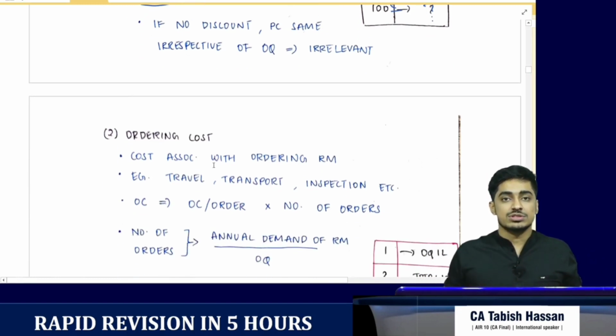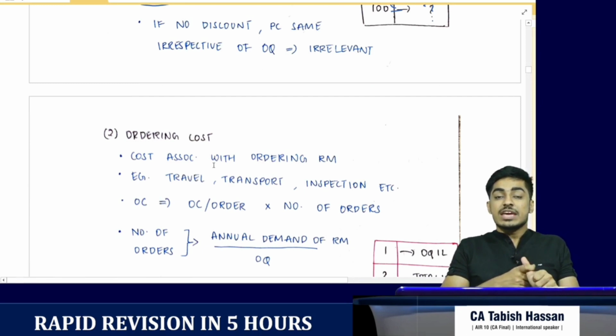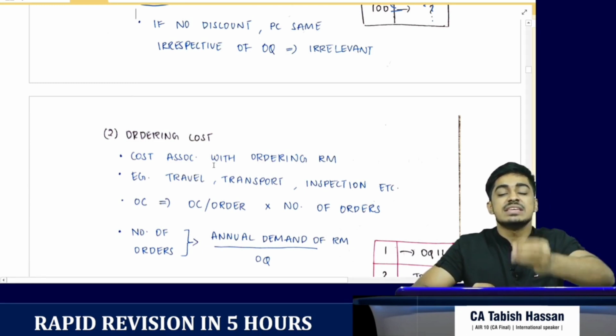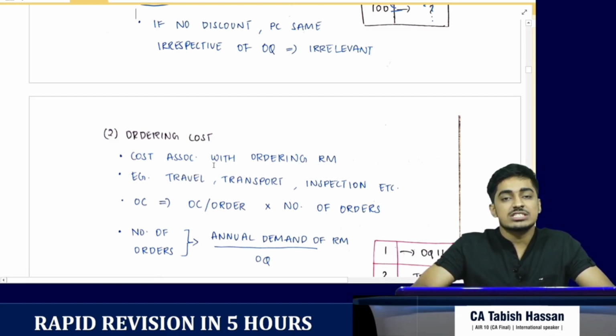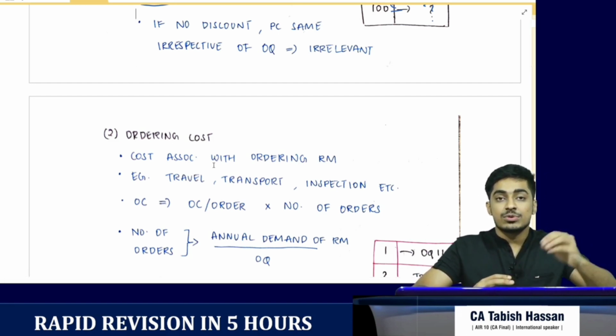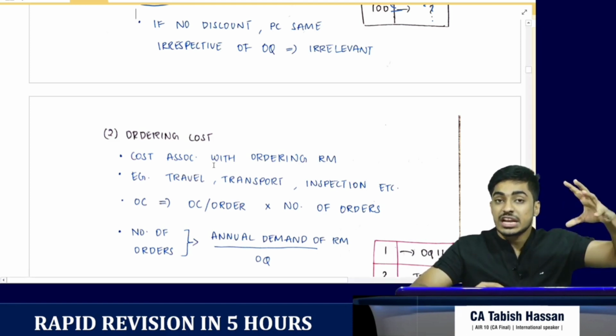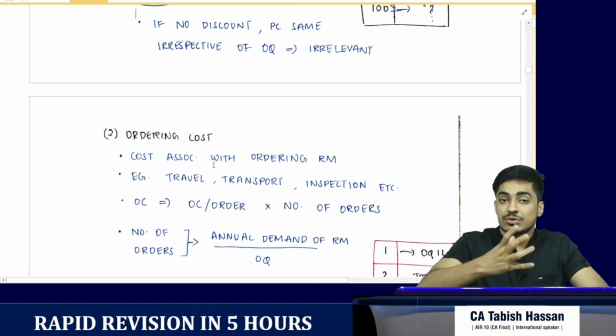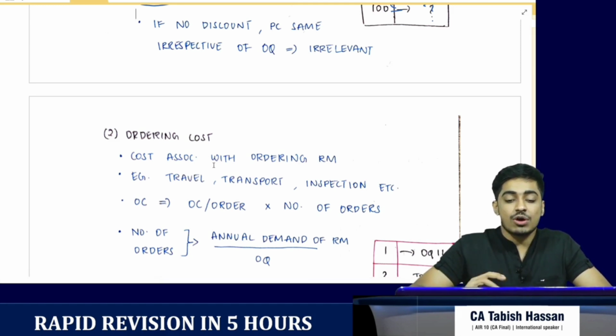Then we have supporting costs. What are the supporting costs? First, we have the ordering cost. That is the cost associated with placing an order for raw material. Say for example, before placing an order, we have to travel, check the raw material and come back. That is one cost. Or we have to transport the raw material from supplier's place to our place. That is also ordering cost. And again, we have to inspect the raw material. All these are ordering costs.